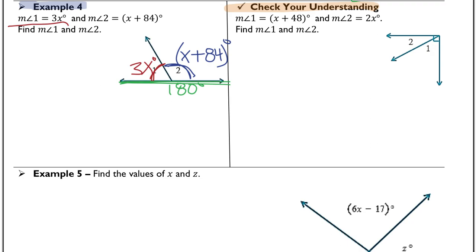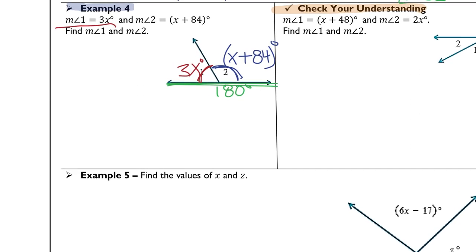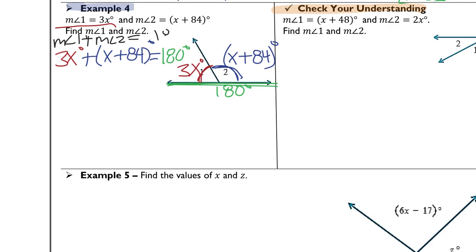So we are going to move this over just a little bit so I can write a little bit better. The idea is we're going to take that 3x degrees and add this x plus 84 degrees, and that is equal to this 180 degrees. If we put angle 1 and angle 2 together, they're 180 degrees. Now, I like writing this first, personally: the measure of angle 1 plus the measure of angle 2 is in fact 180. And then I substitute in both of those.